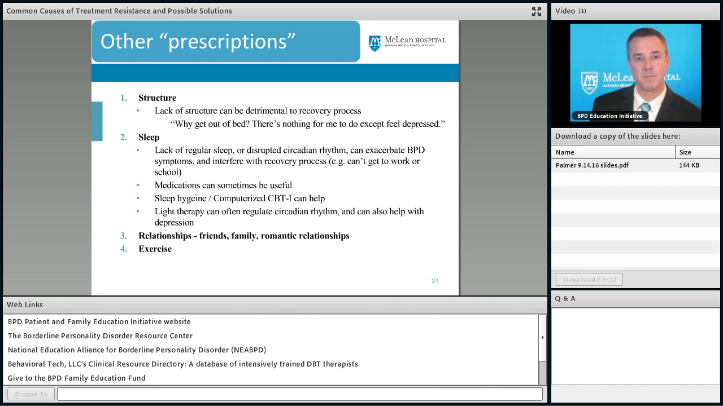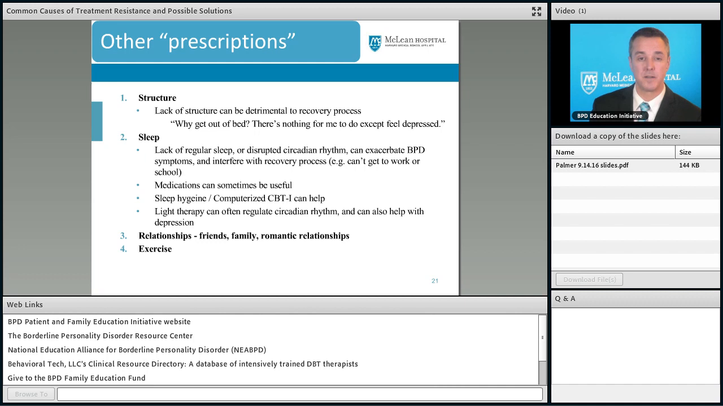So relationships, those are another prescription. A lot of times people with BPD will end up becoming isolated. They don't have many friends. They're not working. They're not in school. And relationships are a prescription. They have to develop friendships. They have to engage in relationships. Romantic relationships when things are a little more stable, yes.